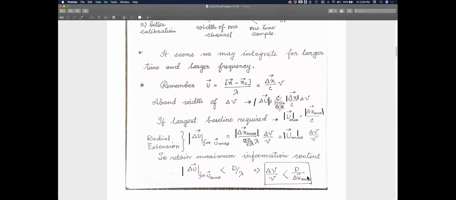All right. So if you have any question at this point, please ask. This effect is called bandwidth smearing. If you don't respect this expression and make delta nu larger, then you get a smearing of the sources in the radial direction. If you make an image with such visibilities, it's called bandwidth smearing. If you have any question at this point, please ask, then I will proceed.